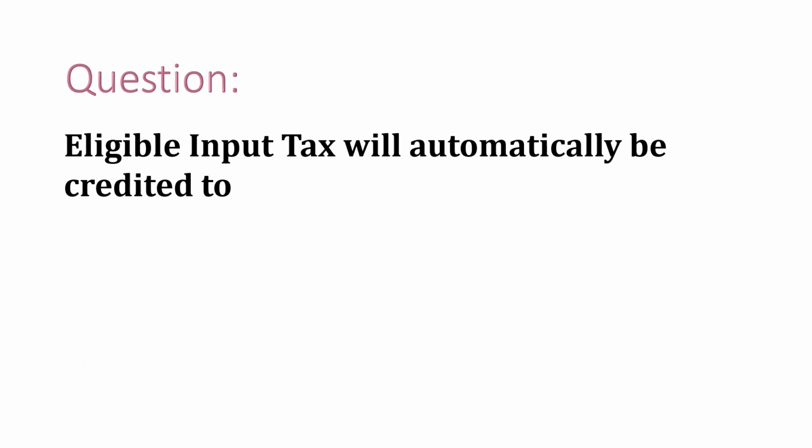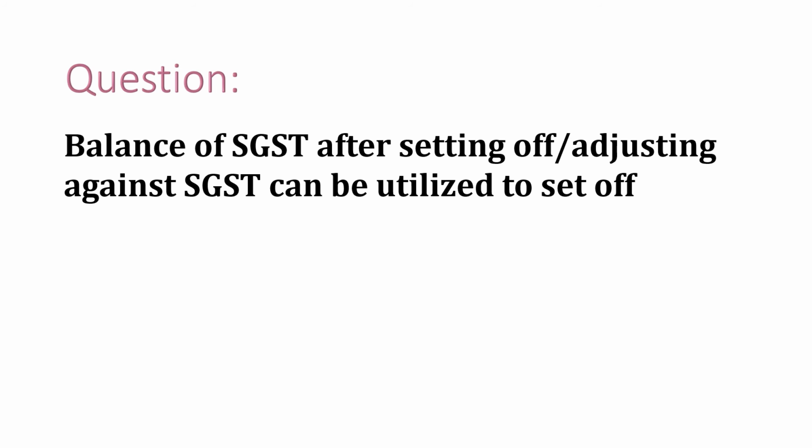The next question. Eligible input tax will automatically be credited to, where will that be credited? And the answer is electronic credit ledger. Move on to the next question. Balance of SGST after setting off or adjusting against SGST can be utilized to set off what else? And the answer is IGST.